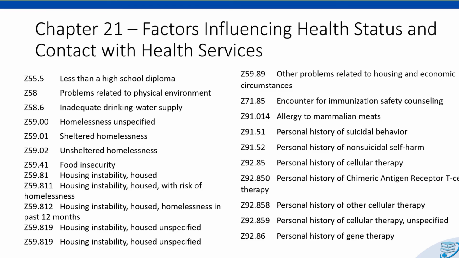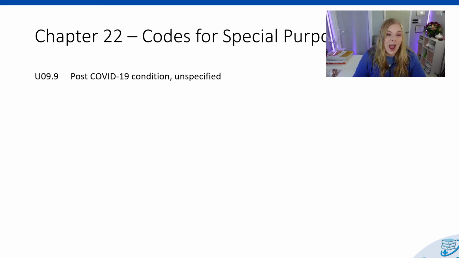And we have some new personal history codes. Remember, we talked about that self-harm, the suicidal versus non-suicidal. So we've adapted those personal history codes related to that as well. We've added some personal history codes for chimeric antigen receptor T cell therapy, for other cellular therapy, unspecified cellular therapy, and then personal history of gene therapy. And last but certainly not least, U09.9, our post-COVID-19 condition unspecified.